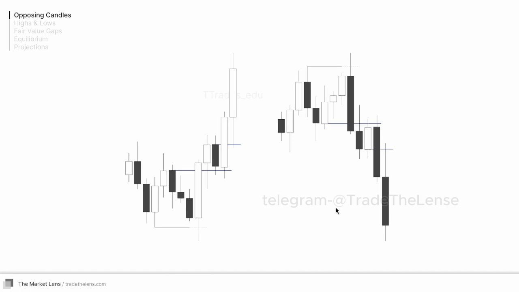The last point of interest is when price reaches back into another opposing candle. So you can see we have a valid opposing candle here. Price trades lower back into the opposing candle and then closes over and trades higher. And the same thing over here, as we form a bearish opposing candle, it trades back into the opposing candle, validating a new opposing candle to trade lower.